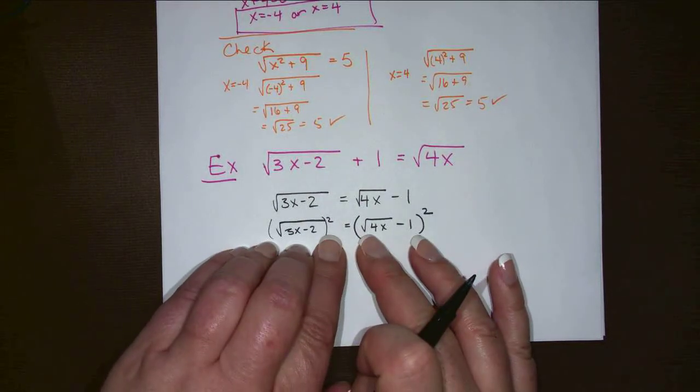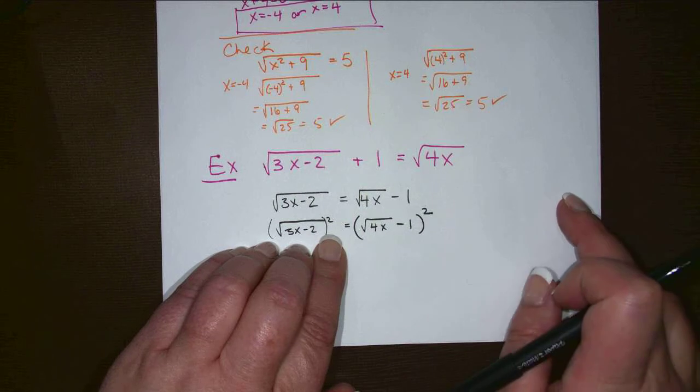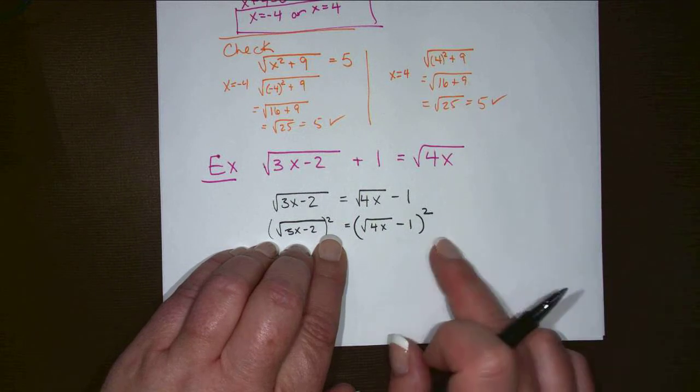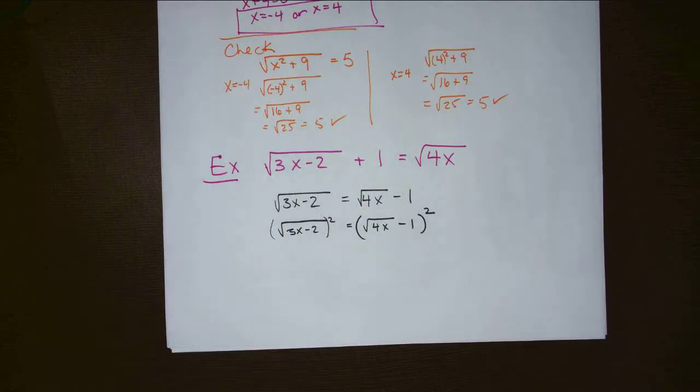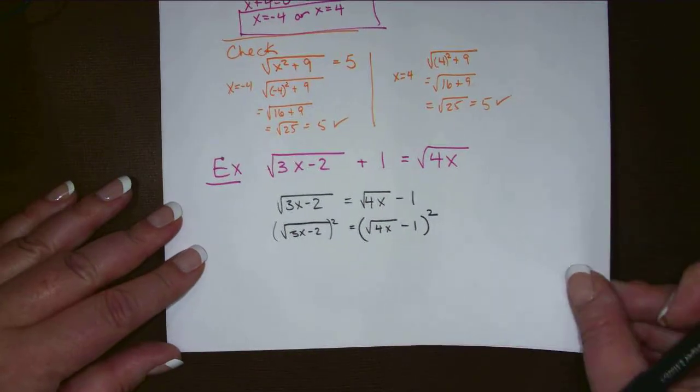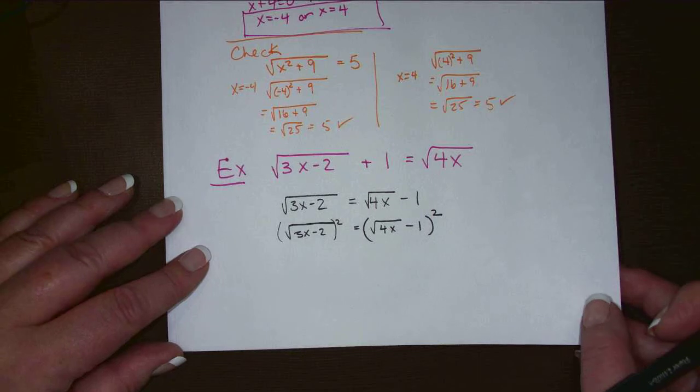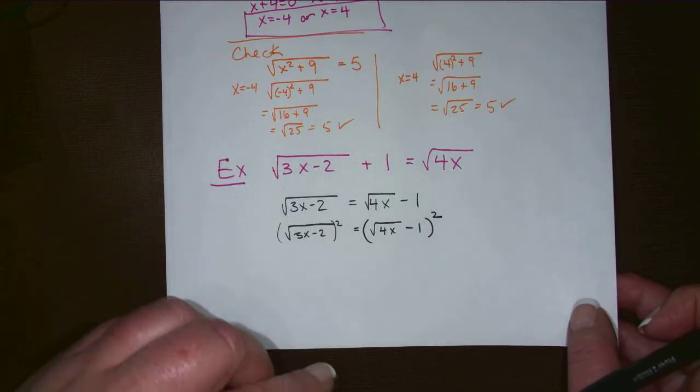Step 1, isolate the most complicated radical. Step 2 would be square both sides. Remember to put both sides in a big bracket. You might write that down. Okay, so that you're not just, it's not square all 3 terms, which is not allowed.